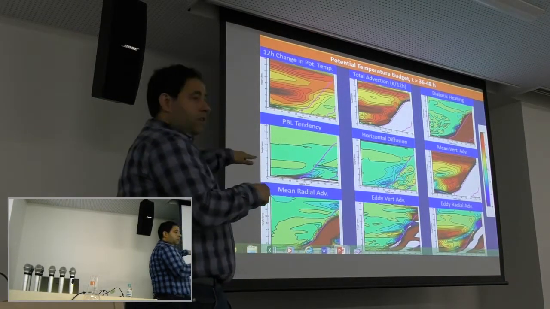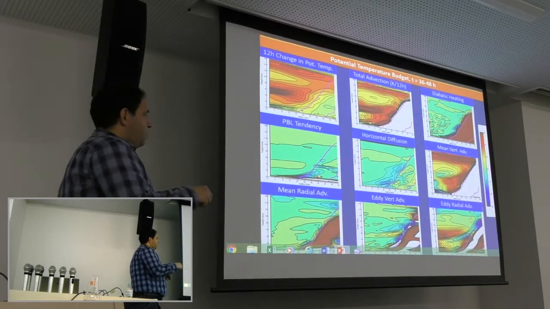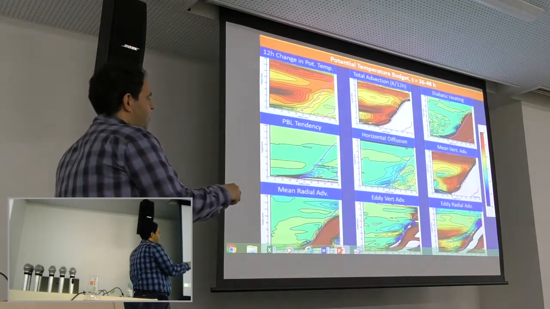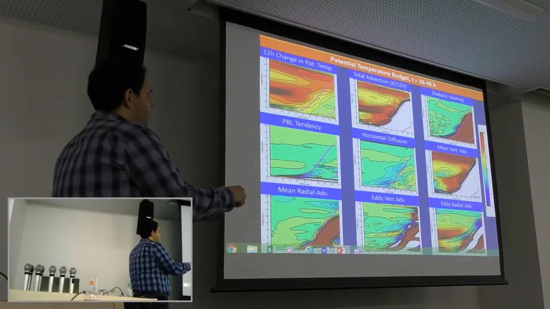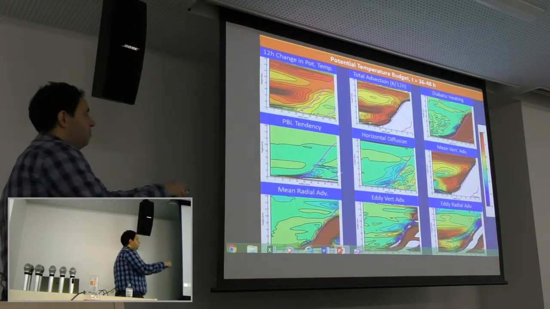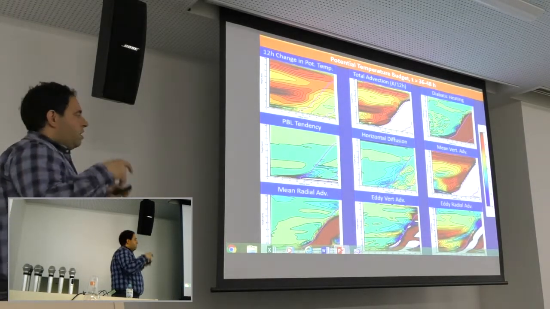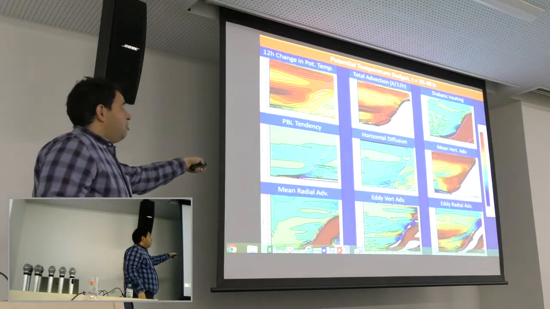The PBL term is larger, but it's only significant in the eyewall. Still, we have some negative tendencies in mid-levels in the eyewall. It's extremely large in the boundary layer. It's very important to the boundary layer. But in the free atmosphere, and we're in the eye and the warm core, it's negligible.